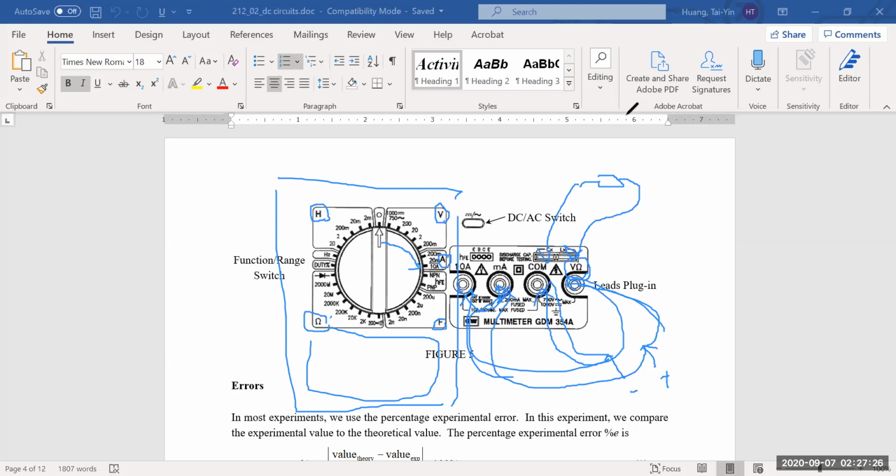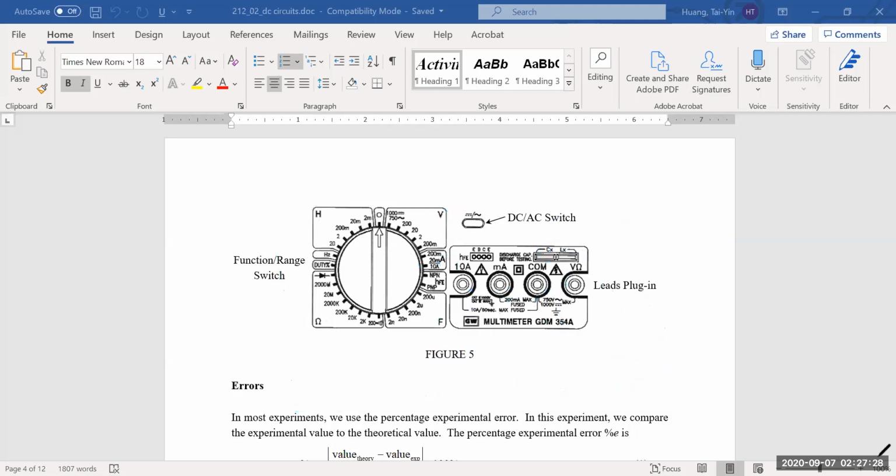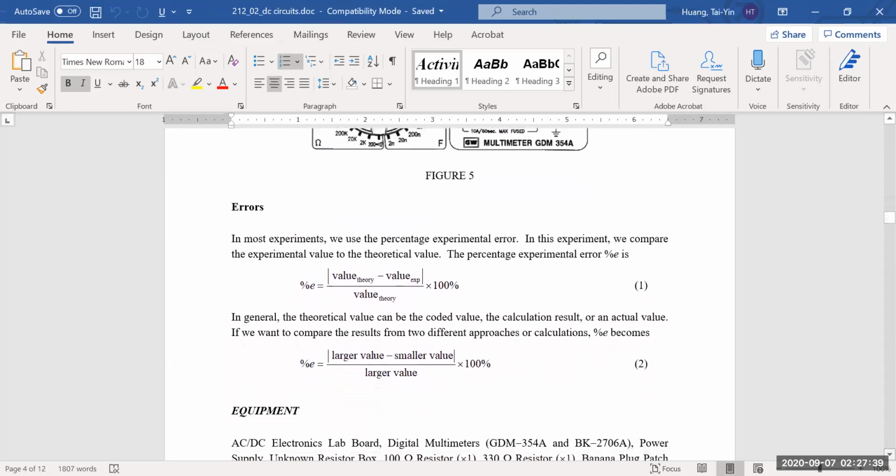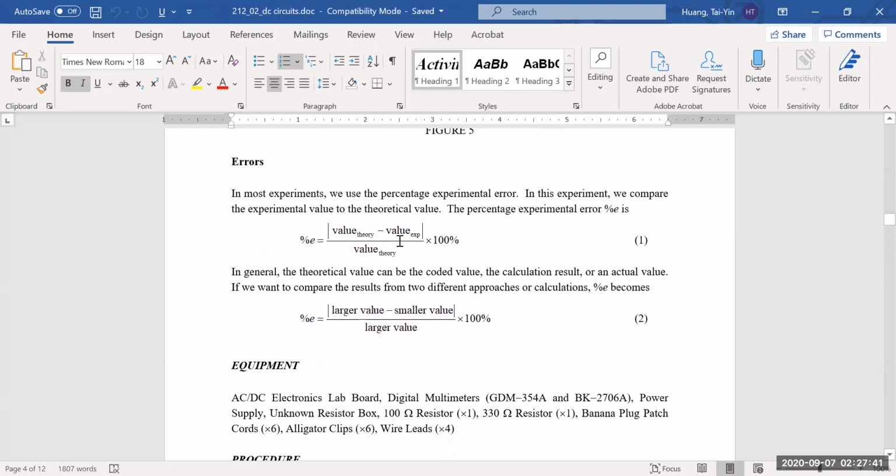Okay, all righty. So that is regarding how to use a multimeter to measure various quantities. Now, to calculate error, as in Physics 211, when you measure something, if you have the experimental value and the theoretical value, then to calculate the percent error, find the absolute value of the difference, divide it by the theoretical value, and multiply that by 100%. That gives you percent error.